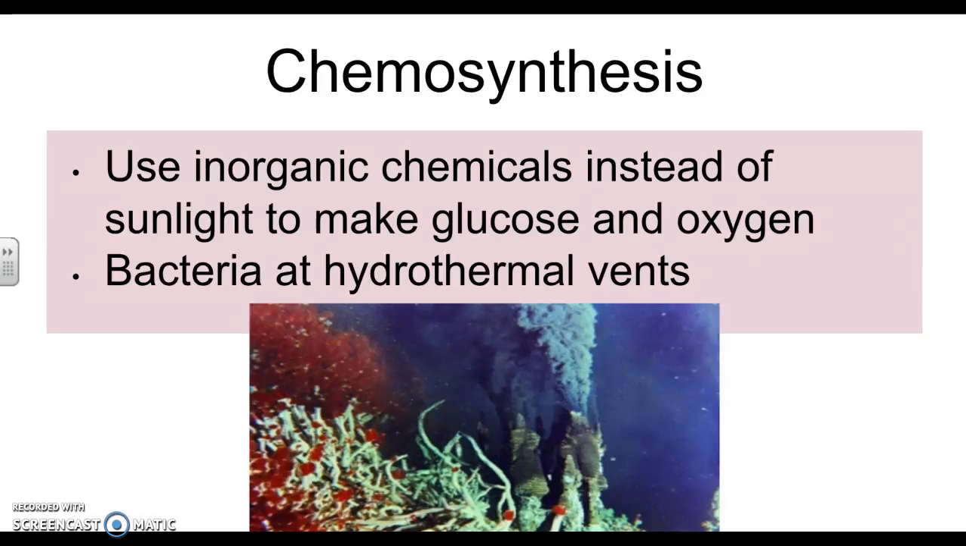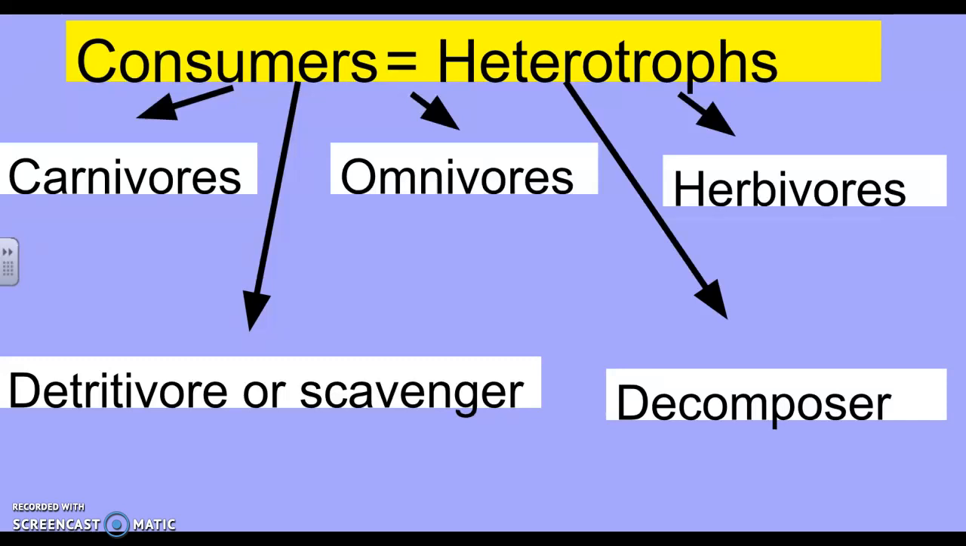All right, everybody got that one? All right, so that finishes up producers. Now let's move on to consumers. Another word for consumer is heterotroph. There are several different types of heterotrophs.